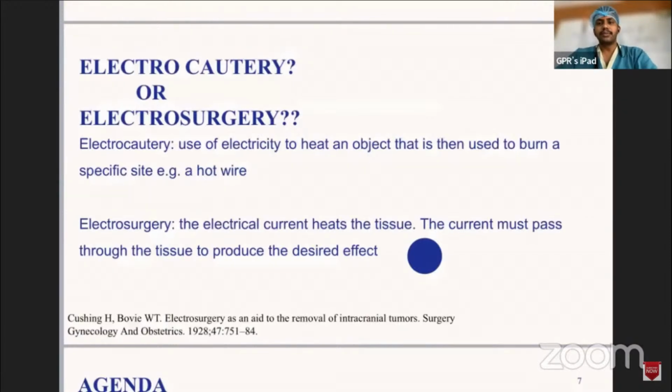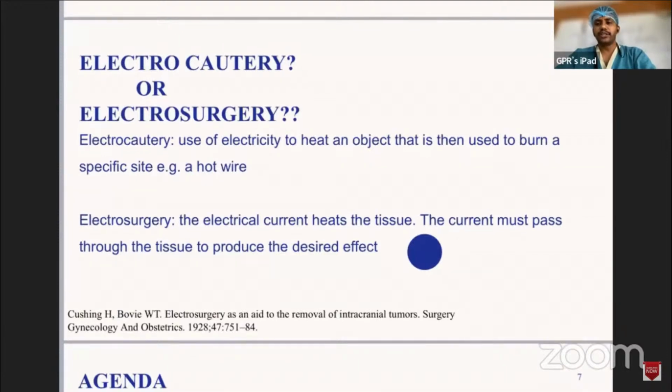So electric cautery is nothing but the use of electricity to heat an object that is used to heat a specific site, which includes a copper wire or a hot wire. We use an iron box in this fashion. And when it comes to the electrosurgery unit, the same electric energy is used to heat the tissue, but to achieve the desired effect by means of a generator.